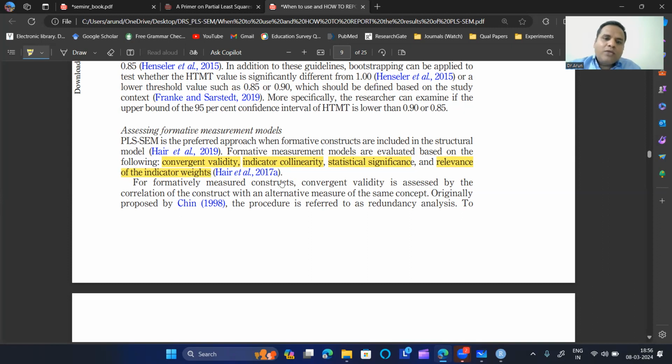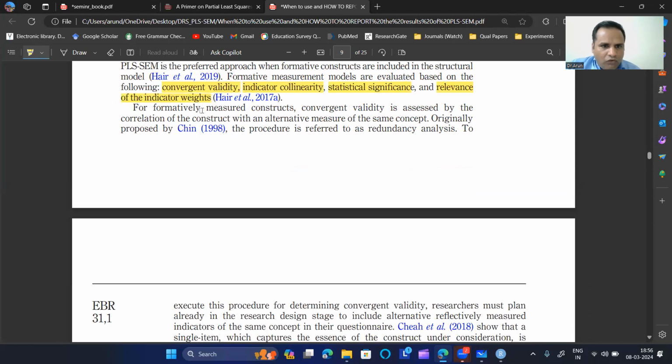And then indicator collinearity. When I say indicator collinearity, we see VIF values, variance inflation factor, and this value should not be greater than 3, or ideally should not be greater than 5. Then we see the statistical significance, p value, t value, all those things. And then we see the relevance of the indicator weights, whether the items that we have used to measure the formative construct are relevant or not. So here again, for a formatively measured construct, convergent validity is assessed by the correlation of the construct with an alternative measure of the same construct.